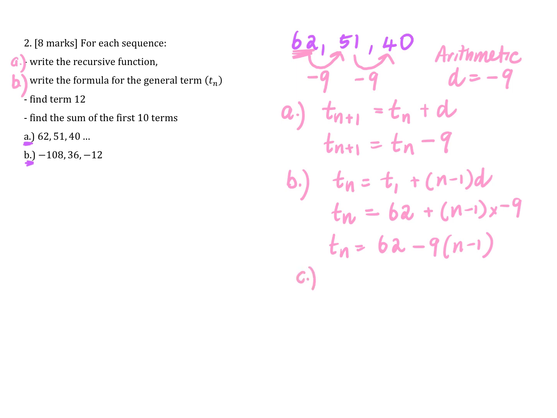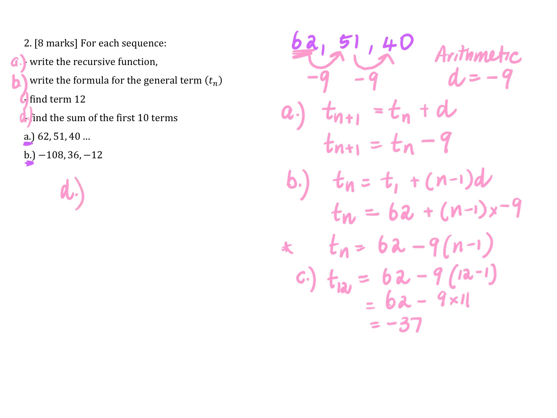Okay, part C. Part C asks us to find term 12. Well, I'm going to use this formula here. Term 12 equals 62 minus 9 lots of 12 minus 1, which is 11. 62 minus 9 times 11, which is equal to negative 37. Okay, final part of this.